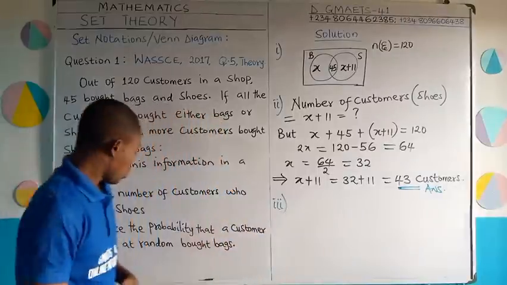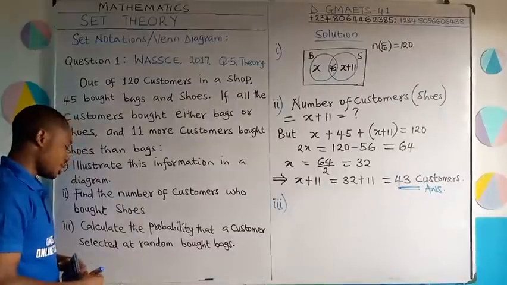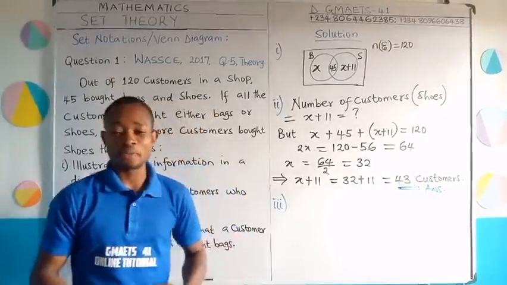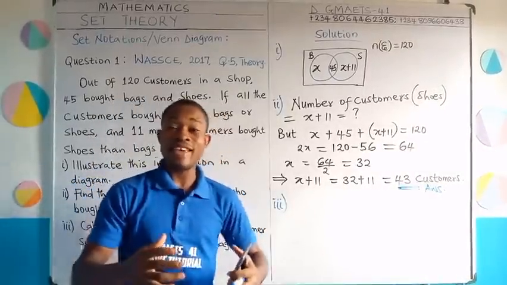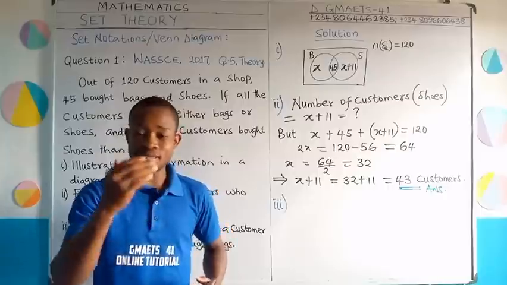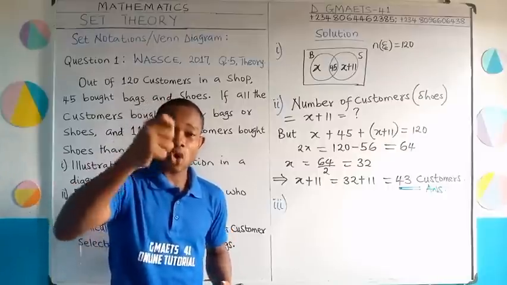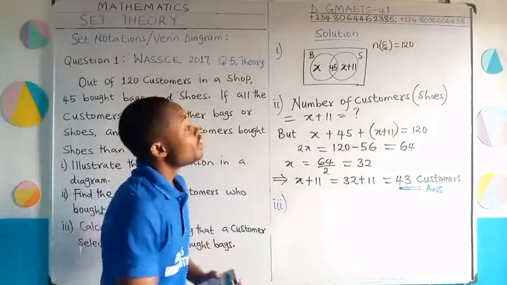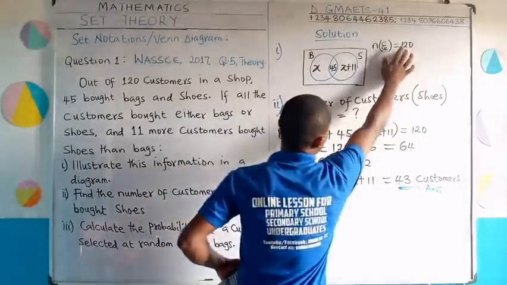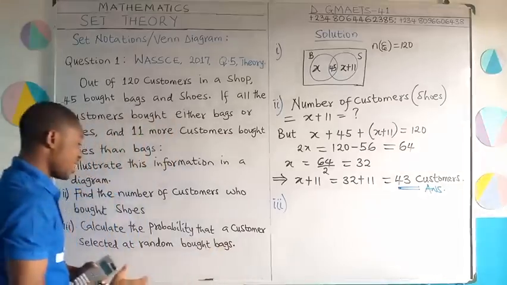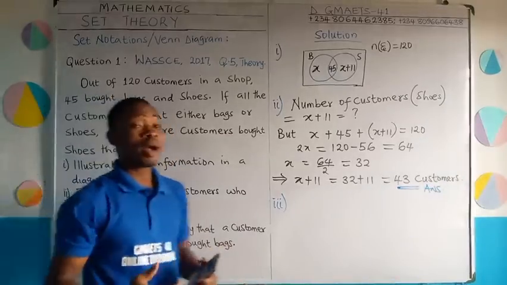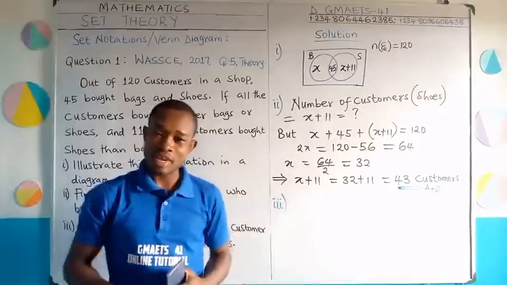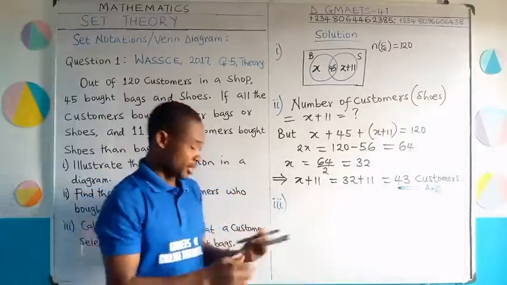In the third part of the question, we have to calculate the probability that a customer selected at random bought bags. Now, the knowledge of probability is required here. And you know that the probability of any event mathematically is equal to the number of times the event occurs divided by the total number of trials. Here, the total number of customers is 120. So the probability that a customer selected at random will buy bags will now be the number of customers who bought bags divided by the total number of customers there.